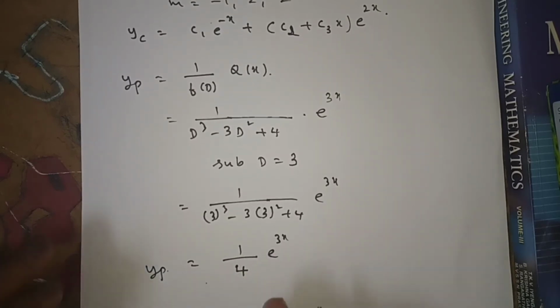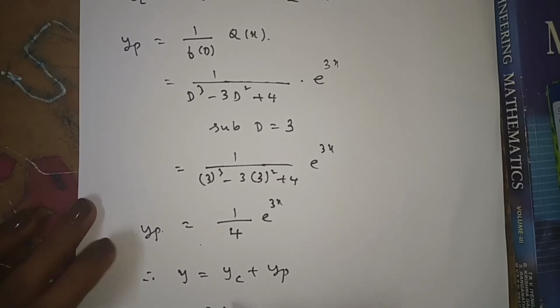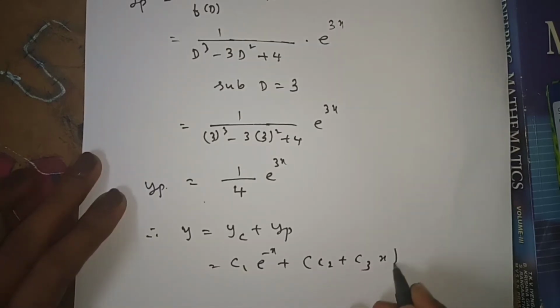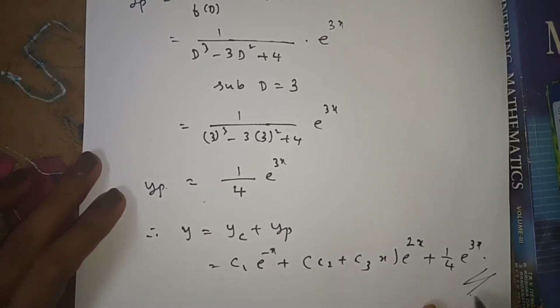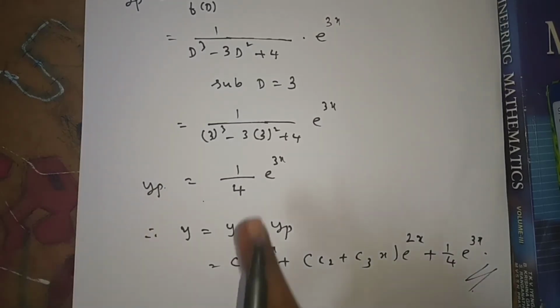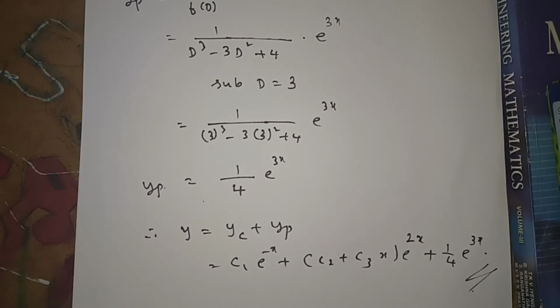Whenever you get a 0 answer, then we have to think differently. Therefore the complete solution y is equal to yc plus yp. Yc is c1 e to the power of minus x plus c2 plus c3x into e to the power of 2x, plus yp is 1 by 4 into e to the power of 3x. This is the answer. Whenever the denominator is not equal to 0, then that will become the answer.